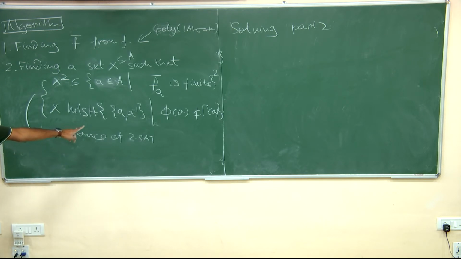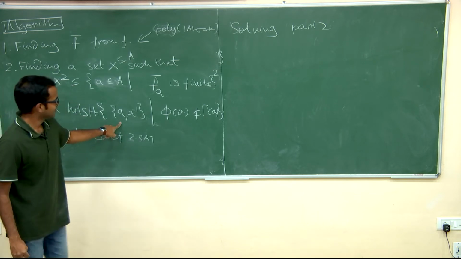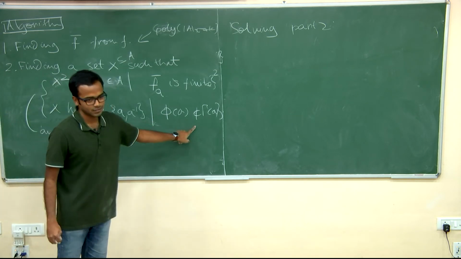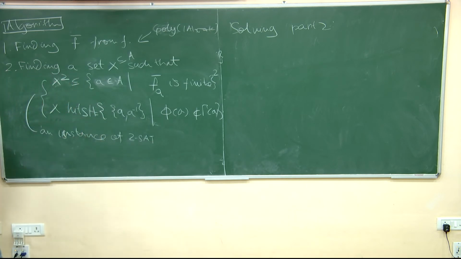H you can figure out in polynomial time, right? You just need to go through all the arcs and check for which ones this happens, and you'll be able to find the set H.